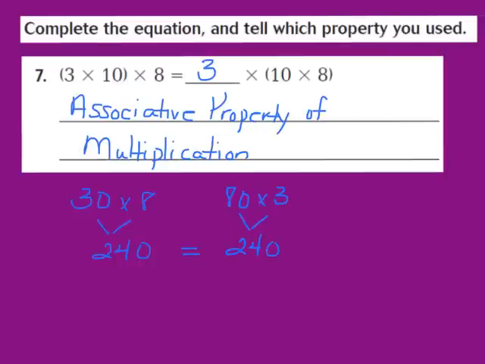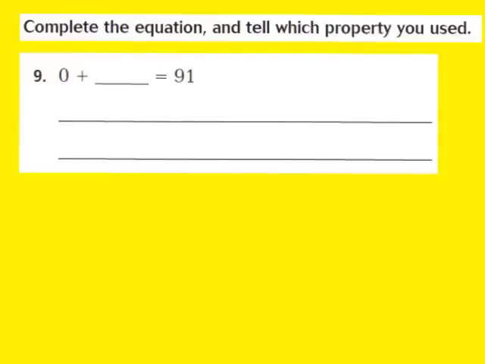Now, let's take a look at question number 9. The directions once again say complete the equation and tell which property you used. When I look at question number 9, I see 0 plus blank equals 91. Now I can once again use my logical reasoning to determine that in that equation the missing number should be a 91. So I'm going to write in my 91.